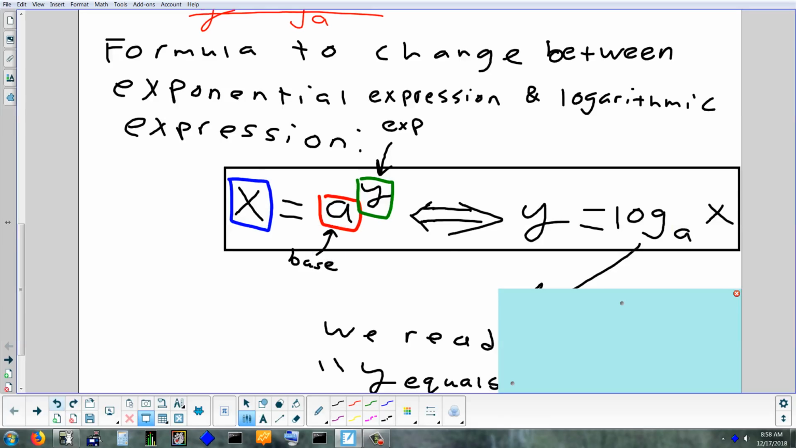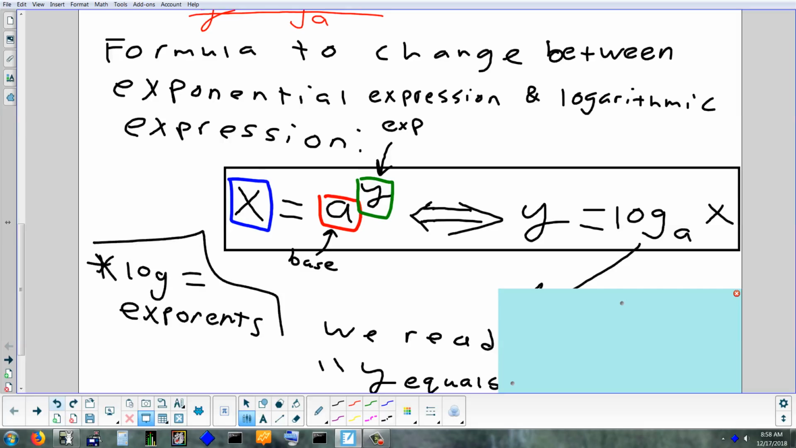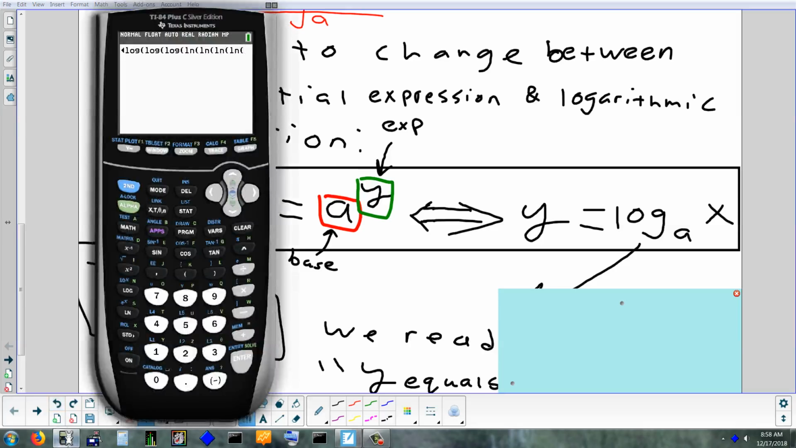All right, so that's the first thing. The base on your exponential becomes the base on your log. The other thing is you always want to remember, logs equal exponents. So if you can remember that, it's going to tell you where something else goes. Logarithms always equal exponents. So when you do a problem like this on your calculator, the log of 5, that number that you just got there, 0.6989, keeps going, that number is an exponent.